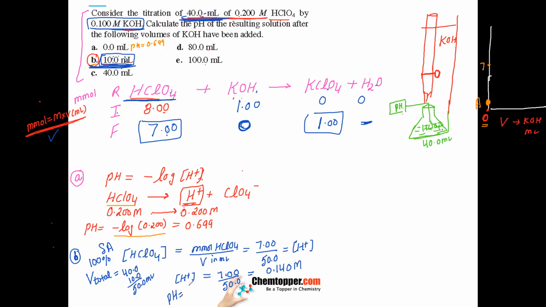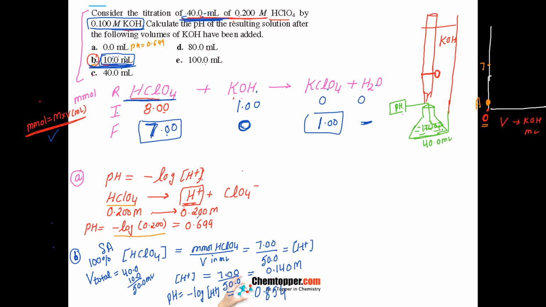pH is negative log of H plus, right? How much is that? It is 0.854. Yes, very good. Now at the B point, the pH is determined by the excess of the acid. We have not reached the end of the titration. We are still doing titration. The acid is not completely neutralized. The acid is still there.